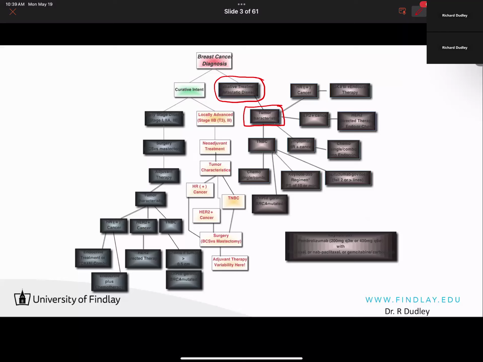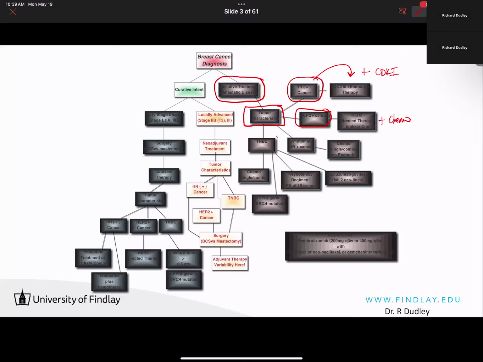I'm not going to spend time sitting here talking about every single box, but if you were paying attention to what we do here in the early stage and locally advanced setting, you can almost predict then what we do in the metastatic setting. And by example, if it's hormone receptor positive, we're going to use endocrine therapy, but we're going to use endocrine therapy plus a cyclin-dependent kinase inhibitor. All right. If it's HER2 positive metastatic disease, we're going to use HER2 directed therapy plus chemo.